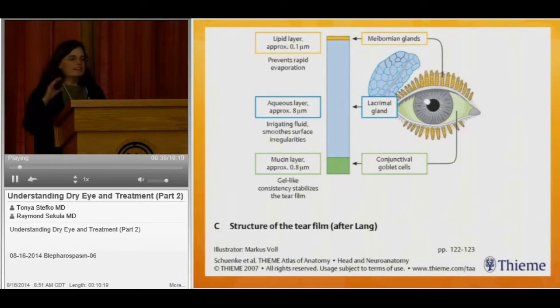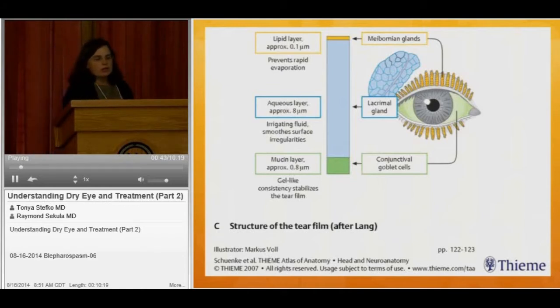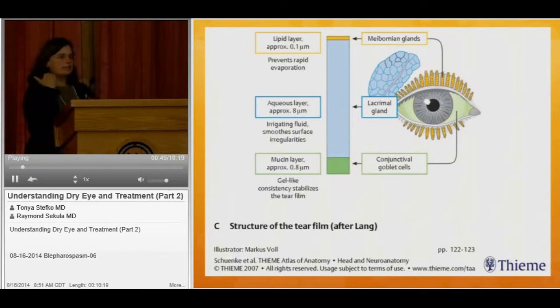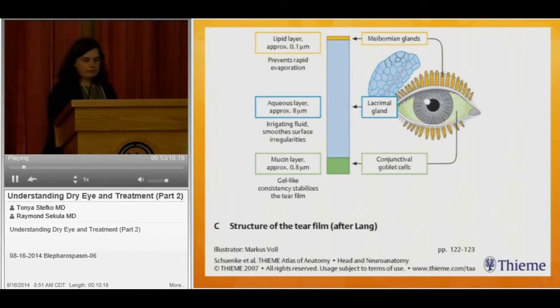So this is exactly what Dr. Evinger just told you about. You have conjunctival goblet cells, you have your lacrimal gland, and you have your meibomian gland, and you have to lay down this layer in exactly this order for it to work, and that's what blinking does for you.